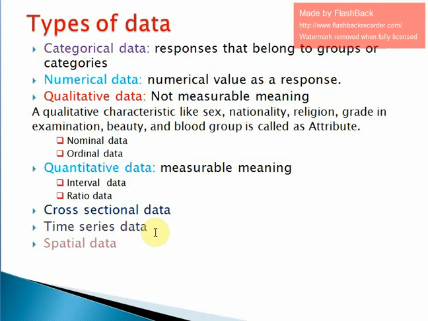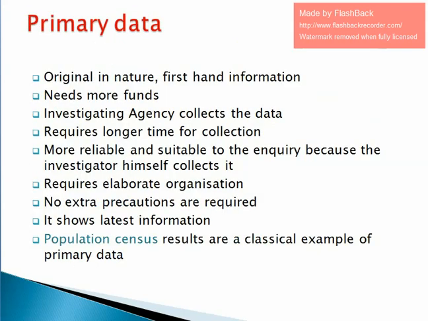Finally, one more type of data is spatial data. Spatial data is the data which we can classify according to geographical region. For example, the population can be divided according to geographical region. Geographical region means we can divide the data country wise, district wise, or according to villages and households. These come under spatial data.